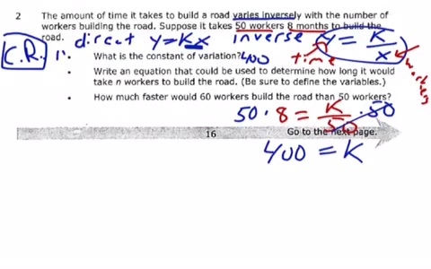Now for the second part, I'll just label these 1, 2, and 3. For the second part, write an equation that could be used to determine how long it would take n workers to build the road. Well, n workers, we called workers before our x, so in other words, we need to call that our n. So instead of k over x, for workers I need to make that x an n.